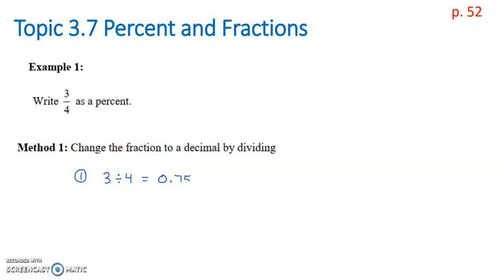So we take our numerator divided by our denominator, and that gives us the decimal. Then from there, we can take our decimal and we can multiply that by 100 to change it to a percentage. So 75% is the result of 0.75 times 100. And remember, you can use that fast method as well, moving your decimal 2 places to the right.